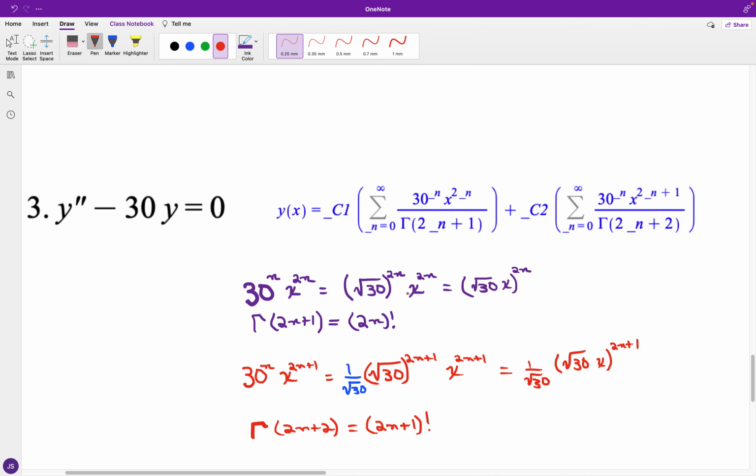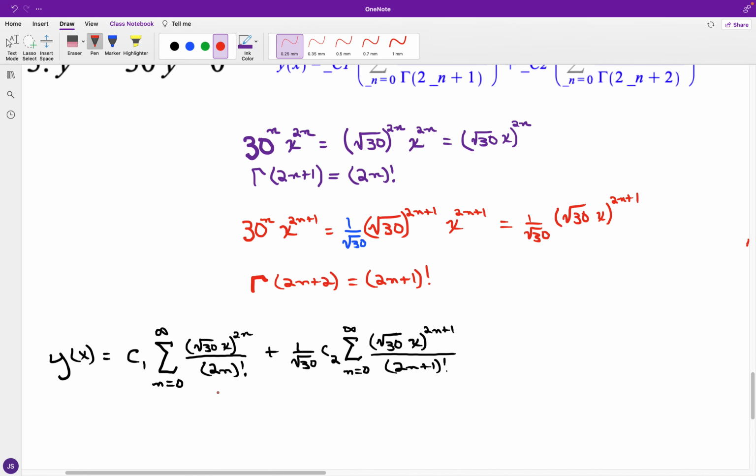So to raise in terms of plus 1, I'm going to have to express this as 1 over the square root of 30 times that radical expression to the 2n plus 1 power. And again, we have times x to the 2n plus 1. So in consolidating, we have 1 over the square root of 30 times, again, x times the square root of 30, all raised to the 2n plus 1 power. And for gamma of 2n plus 2, that is equal to the factorial of 2n plus 1. And just writing upon converting.